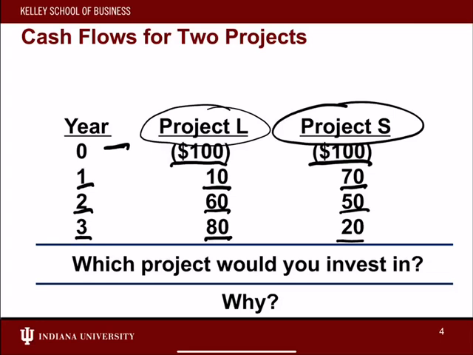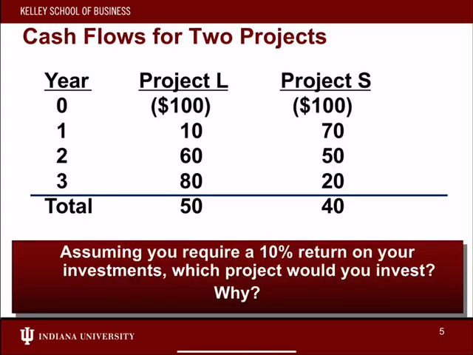All right, so you might have noticed a couple things about these two projects. The first thing you might have noticed is that with Project L, you get more total return. Overall, you get a $150 payment on your $100 investment, whereas for Project S, you get a $140 payment on your $100 investment. So at first look, it might seem like L is better, right? You make more money in the long run.